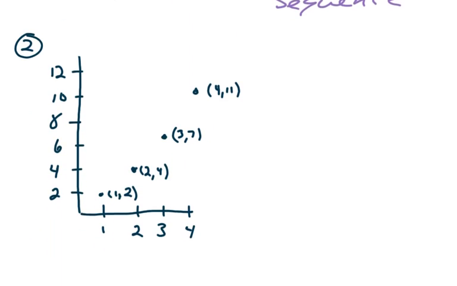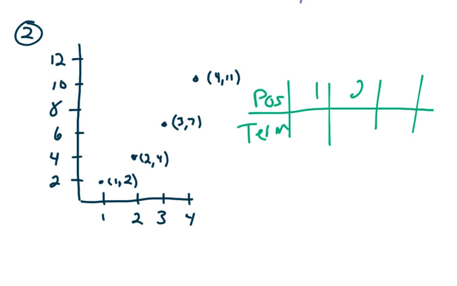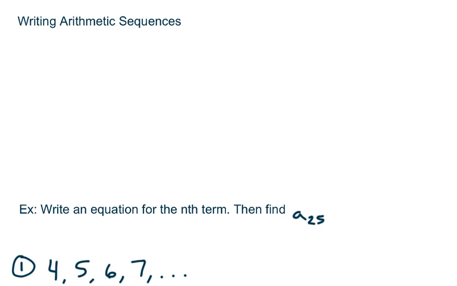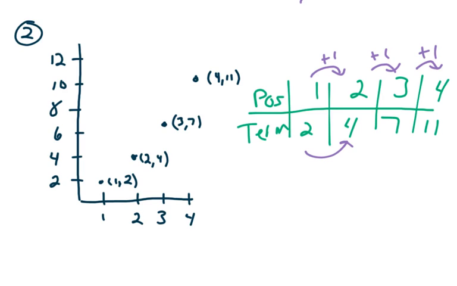Okay, let's take a look at number 2. Again, I'm going to make an XY table with position and term. We have 1, 2, 3, 4 for our x's and our y values are 2, 4, 7, and 11. The position goes up by 1 every time. For the y values, to go from 2 to 4 is plus 2, 4 to 7 is plus 3, and 7 to 11 is plus 4. So we don't have a common difference. We don't have that constant rate of change.